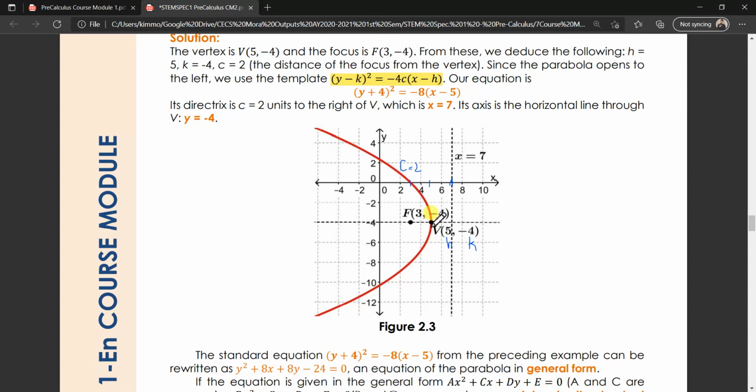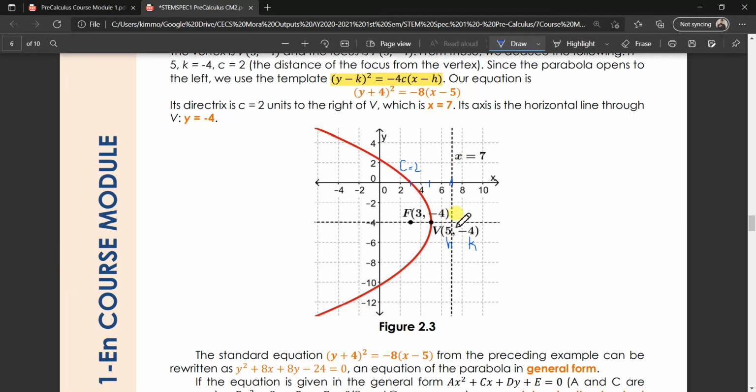So if you remember, the distance between the focus and the vertex is the same distance from our vertex to our directrix. And our directrix is a line which is opposite to the opening of our parabola. So since our parabola is opening to the left, the directrix is at the back of it. So since the distance from F to V is 2, we count 2 steps away from our vertex. That's why we have this imaginary line or broken line, the directrix.